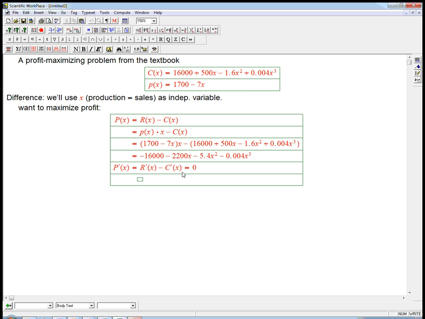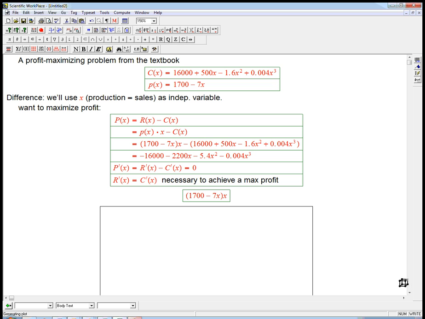And that's interesting. That says that r prime of x is going to be equal to c prime of x to achieve a max profit. It's not a sufficient condition. It's not everything you need, but it's certainly necessary. And that's kind of neat, because very often in an economic analysis like this, you might have a graph of r of x separately and c of x separately. So, for example, let's do that. Let me copy this down and just graph that thing. And it really shouldn't take that long, but it does.